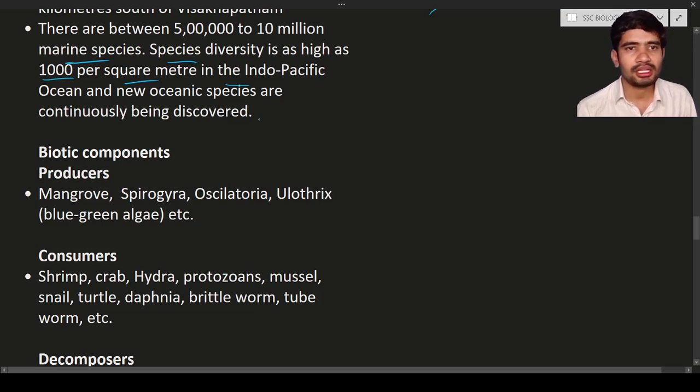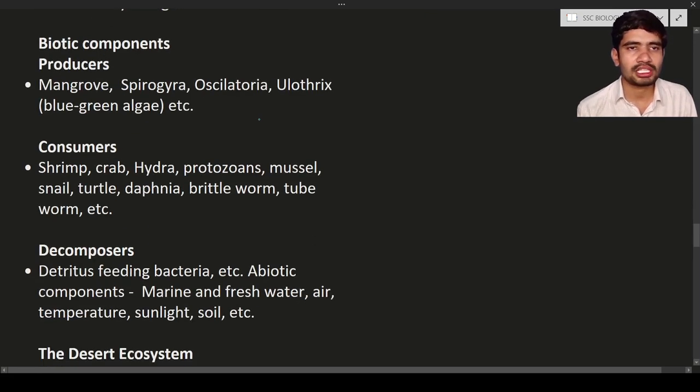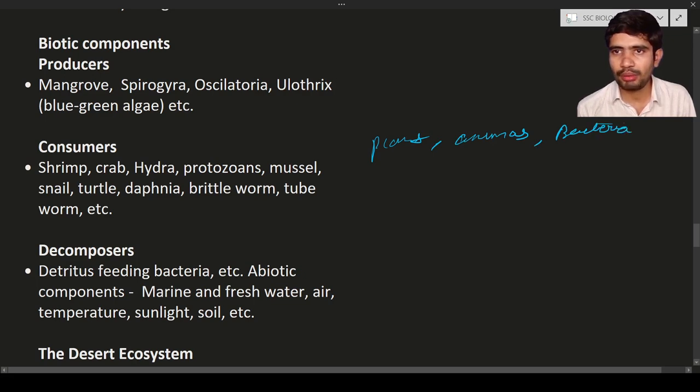So next will be the biotic components. What are biotic components? Biotic components means the organisms which have life. For example, plants, animals, and bacteria are also biotic components, etc. So they are biotic components.